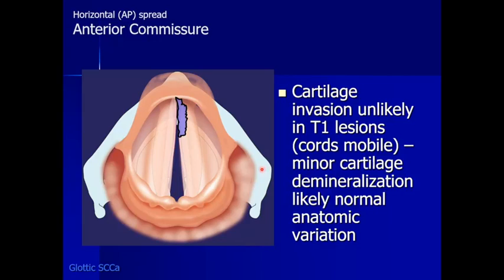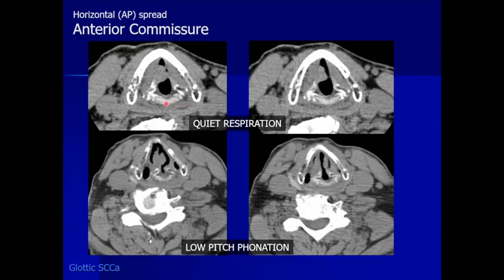And why is that? If you have an early lesion on the true cord, even if it goes to the anterior commissure and onto the opposite cord, as long as you have good cord mobility, what you're seeing on the thyroid cartilage, if it looks lytic or demineralized, is actually their baseline anatomy. When do we worry about cartilage invasion? When the tumor grows anteriorly, it's very bulky, it goes for a centimeter down into the subglottic larynx, and if they have a fixed cord, that's when I really worry that there might be cartilage invasion, but not in this scenario.